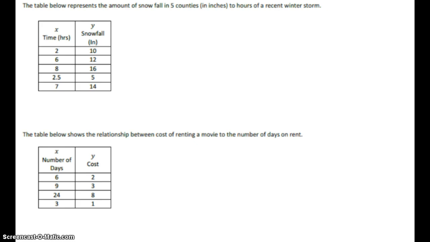The table below shows the amount of snowfall in 5 counties in inches to the hours of a recent winter storm. And then the second one is the table shows the relationship between the cost of renting a movie to the number of days on rent. So what I would like you to do is determine whether or not you have a proportional relationship between time and snowfall, and then number of days and cost of renting a movie. Tell me yes or no, is there a proportional relationship, and why?